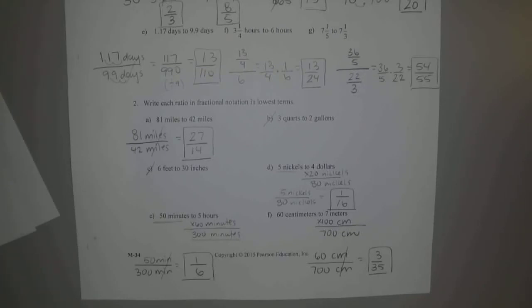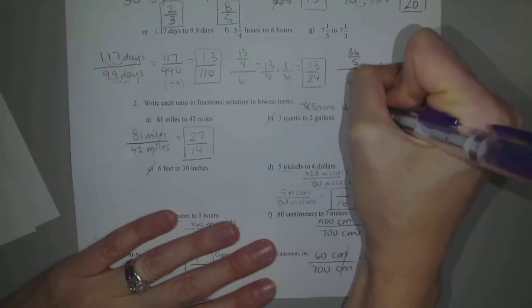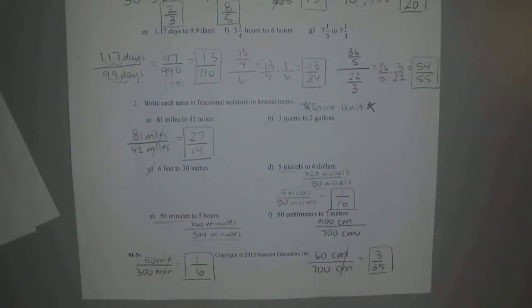So make sure you have the same unit. So always change the larger unit to multiples of the smaller, right? So dollars was our larger unit, so we changed it to multiple nickels. Hours was our larger, so we changed it to multiple minutes. And meters was our larger, so we changed it to multiple centimeters, okay? Always kind of go backwards to that smaller unit there.